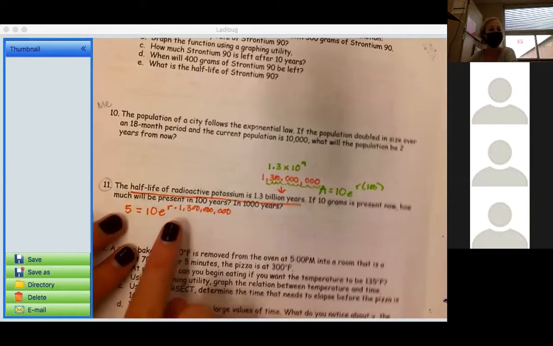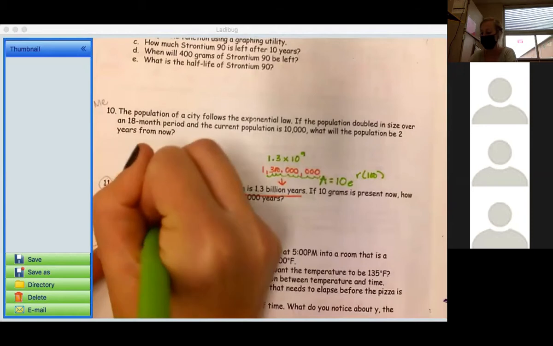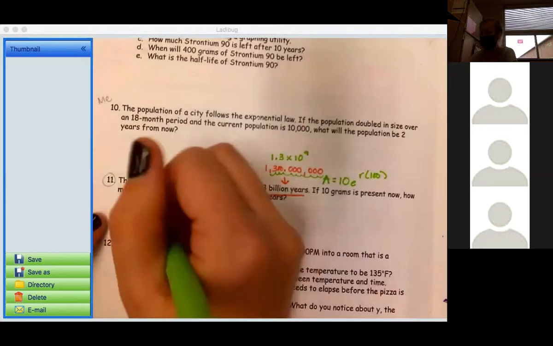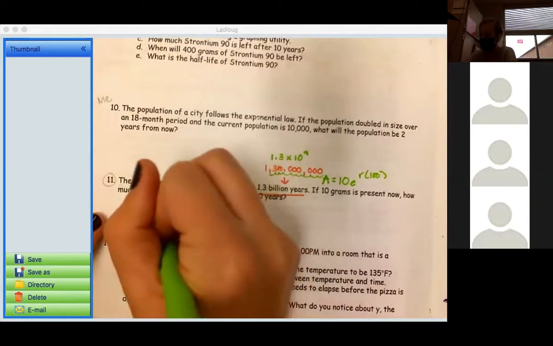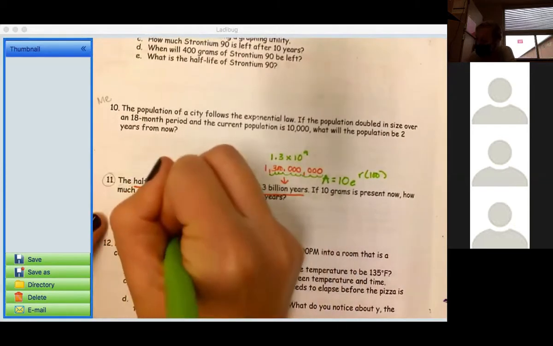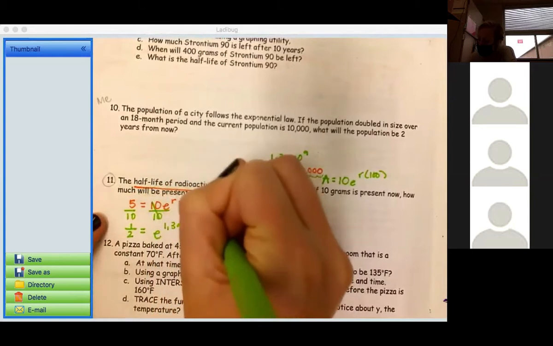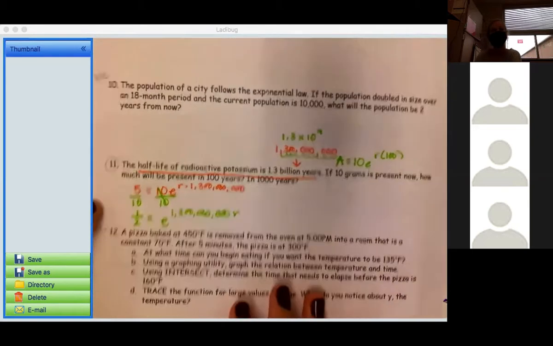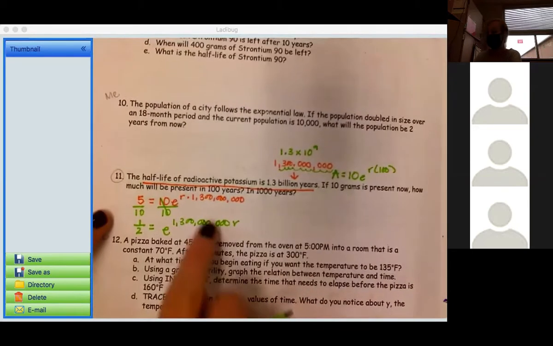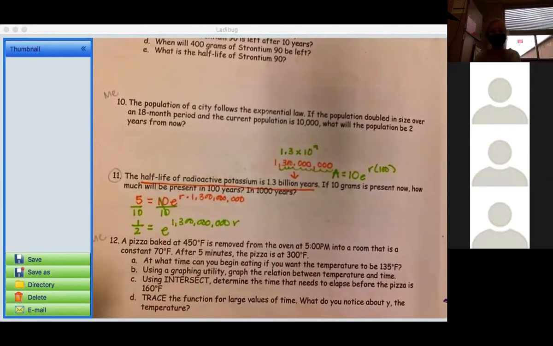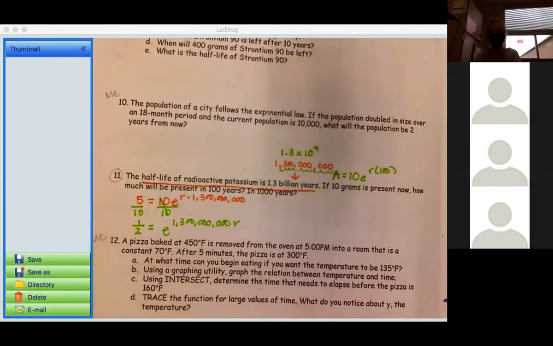What would I do first? Divide by 10. And it's half-life, so we should end up with a half, right? So that means I did it right. So 1/2 = E to the 1,300,000,000 R. You can put R times or you can put that R. I mean the same thing. I'm just trying to write it different ways that you might see it.